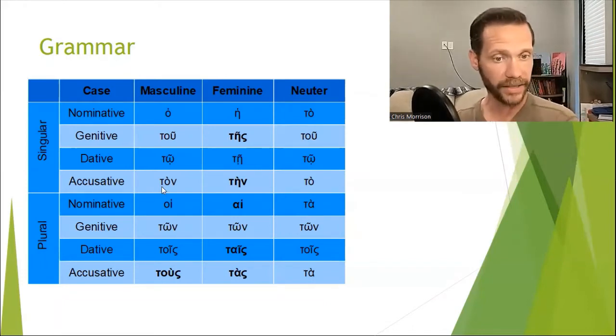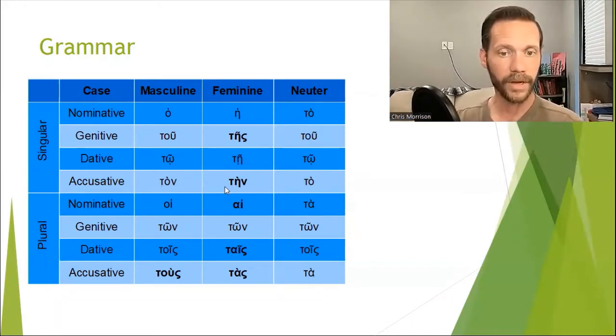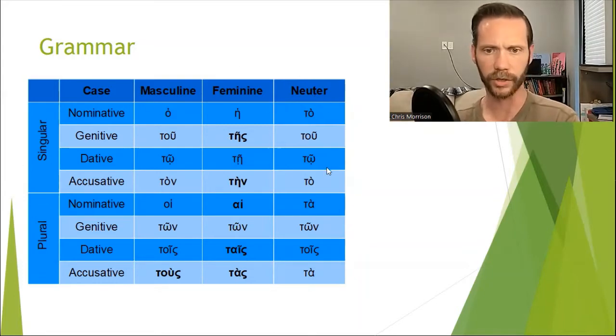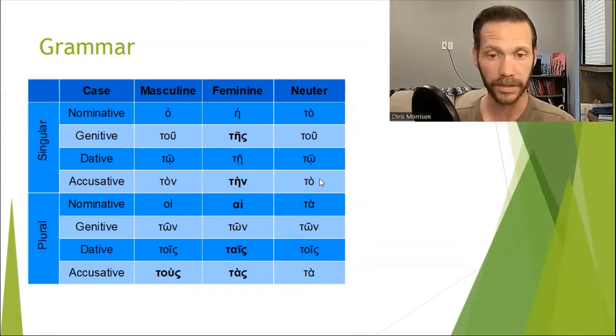Ton is the masculine accusative singular. Feminine is tēn, feminine accusative singular. And then neuter accusative singular would be to, the same again as the nominative. If you come across the word to, how would you know if it is nominative singular neuter or accusative singular neuter? Well, context will always tell you that.